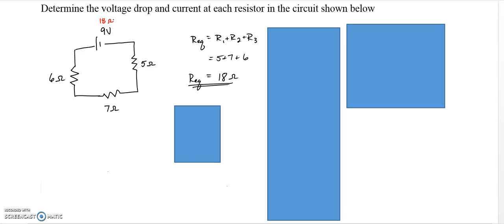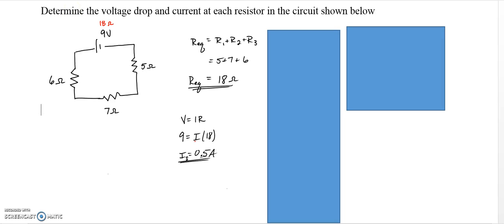That's like what the battery feels. The next step is to use my friend V equals IR. Once you've got that, start plugging and chugging and see what we get.